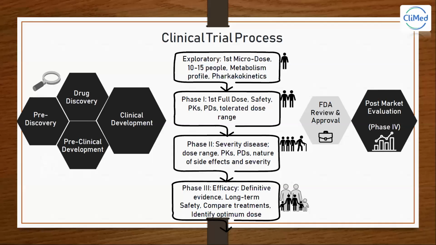So it starts with pre-discovery, then it goes to drug discovery, then preclinical development and clinical development. In clinical development, the drug will go through 4 phases: phase 0, which is called the exploratory phase, phase 1, phase 2, and phase 3.